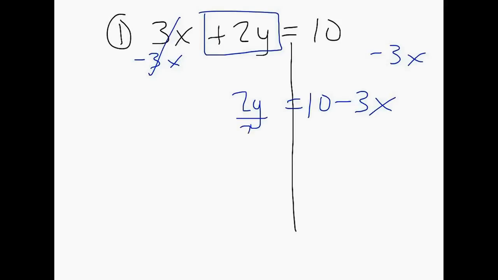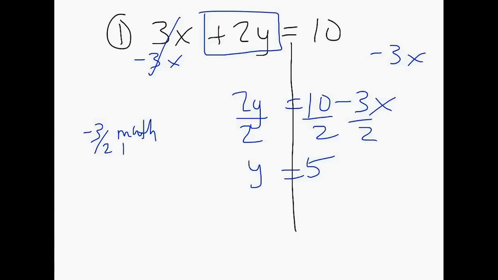Divide everything by 2, last step. y equals 10 divided by 2 is 5. When I type in negative 3 divided by 2, Math 1, enter on my calculator, it tells me to leave it negative 3 over 2x.